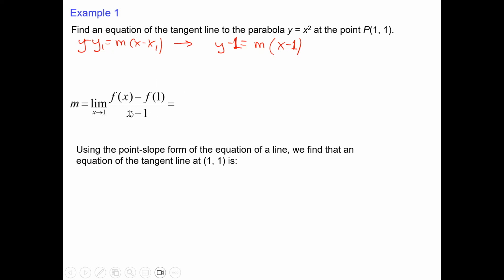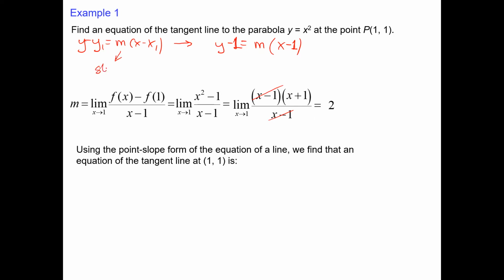F of x minus f of 1 over x minus 1. Now let's evaluate. F of x is x squared, f of 1 is 1 squared, 1. And now we have an easy limit. We remember it's indeterminate form, 0 over 0. We may factor, cancel out that common factor, and now we can use direct substitution. 1 plus 1, 2. This is the slope of the tangent.